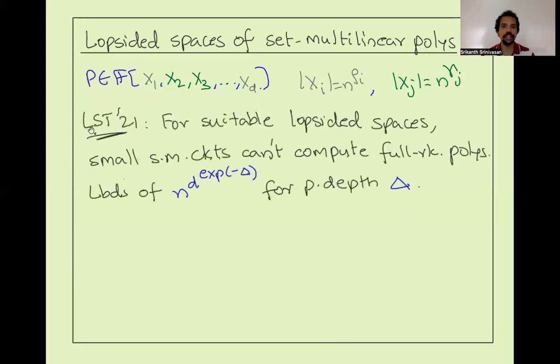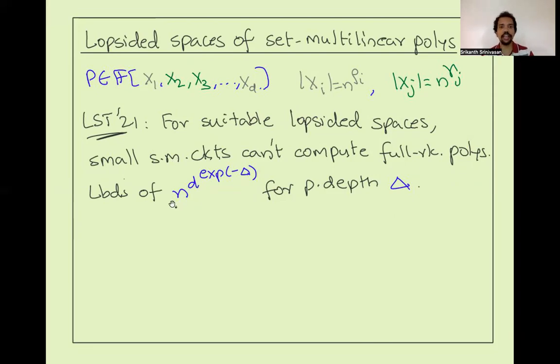What we showed in this paper is that for suitable lopsided spaces, small set multilinear circuits cannot compute full rank polynomials. So by this simple modification to address the product of inner products example, we actually get that the partial derivative technique is strong enough to prove lower bounds for general constant depth circuits. What kind of lower bounds do we get? It's kind of an ugly expression: n to the d to some exponentially small function of the depth delta. That's the kind of lower bound we are able to get for product depth delta. This is not a very strong lower bound. Recall that d itself is a small function of n, but nevertheless, as long as d is a growing function of n, this is a super polynomial lower bound for every constant depth.